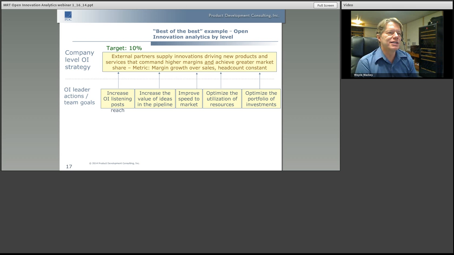Increase the value of ideas inside the pipeline. This has to do with not just the quantity of ideas, but instead the value of those ideas. Improve our speed to market. This is the type of thing that we use open innovation for.